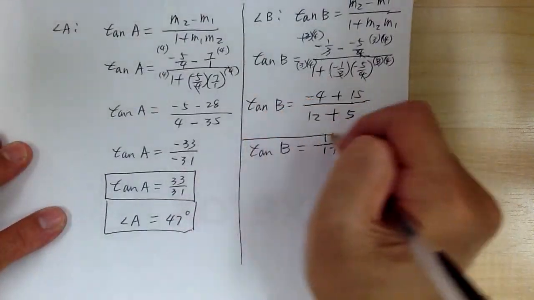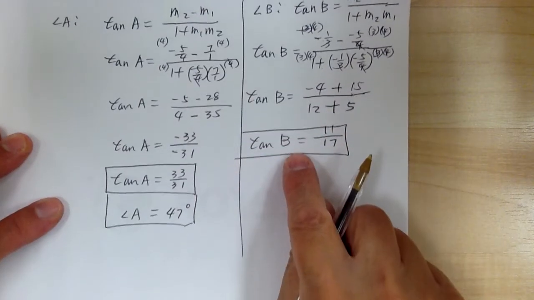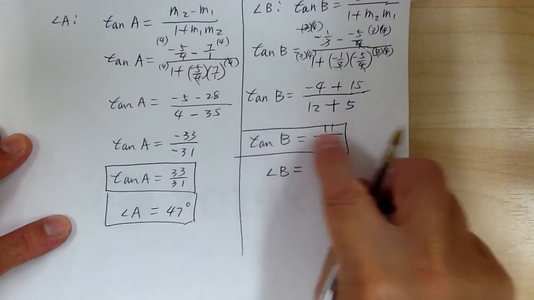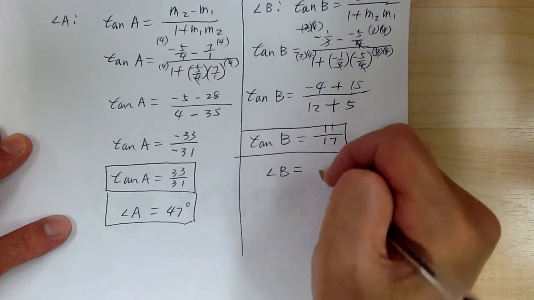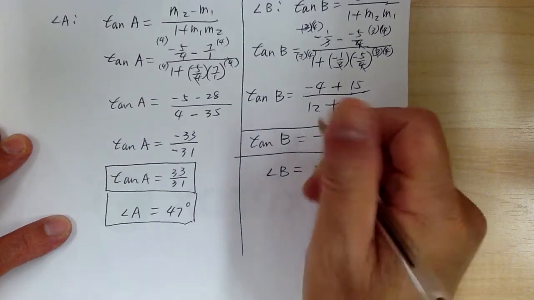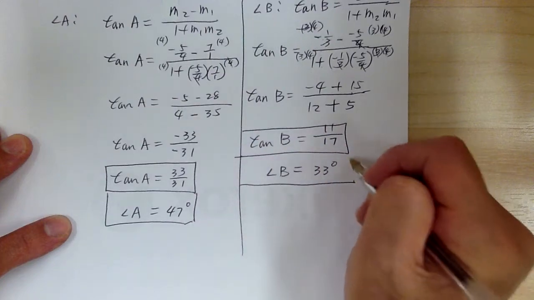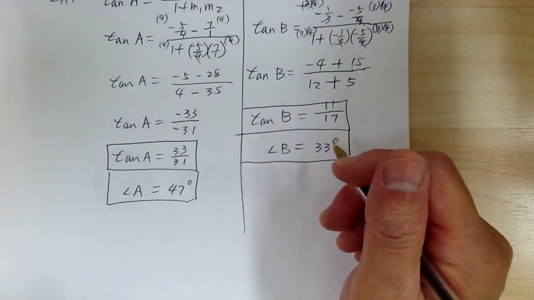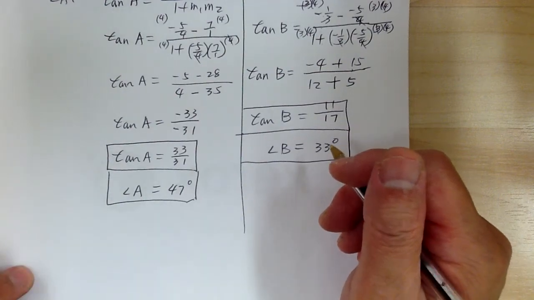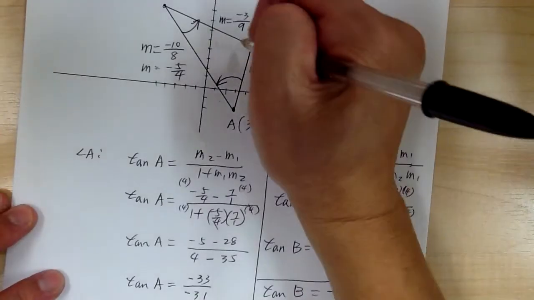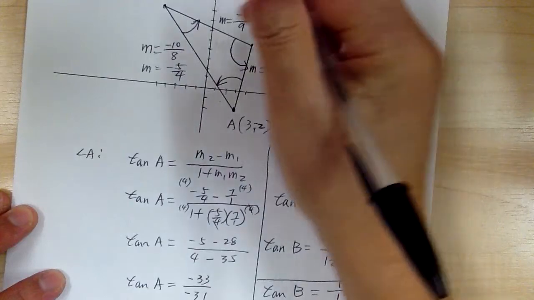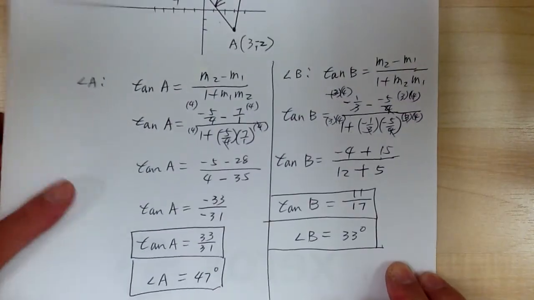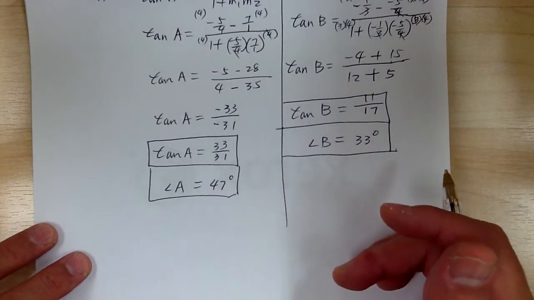Okay, so that's the tangent of angle B, and you're looking for angle B also. So you can use your second tangent of that. You get 33 degrees. Okay. And you just do the same thing for the angle C. Just go through the same process. So for angle C, this would be your M1, this would be your M2, and just go through the same thing.